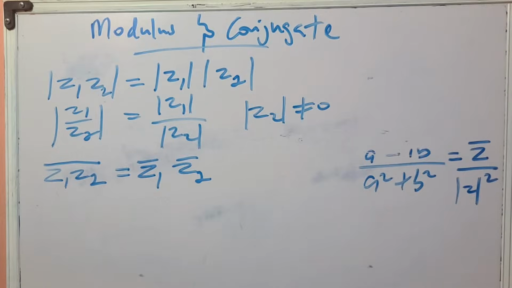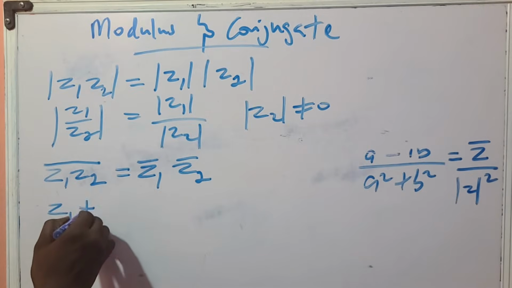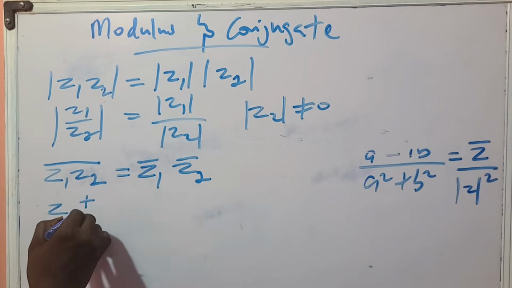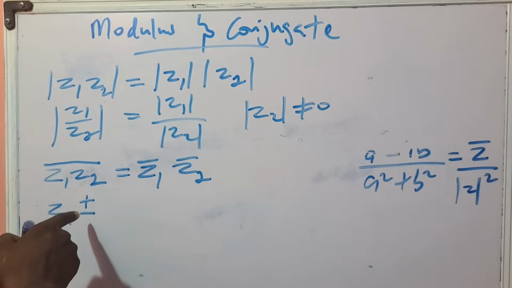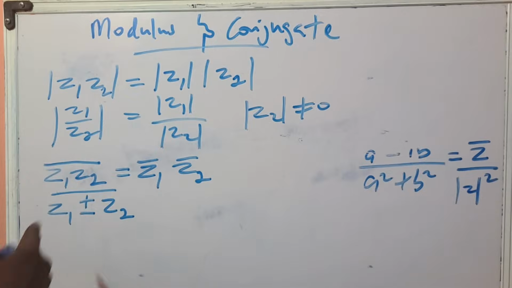Now, another one is if you had z1, this one is quite interesting also. Imagine you are doing plus, or you are even doing minus. So z1 plus or minus z2, whichever one. If you have the conjugate of whatever your result was, so imagine you added two complex numbers together and you now found the conjugate. You can go on to try all these things. I would love you to experiment on this.